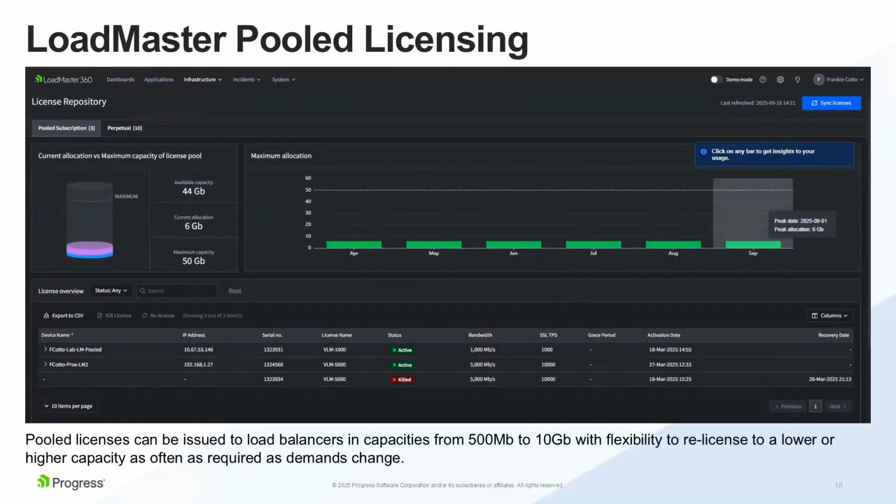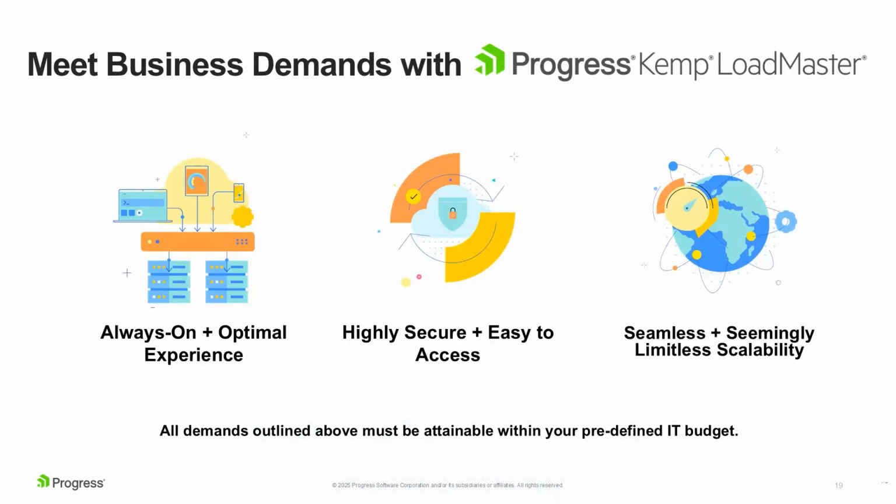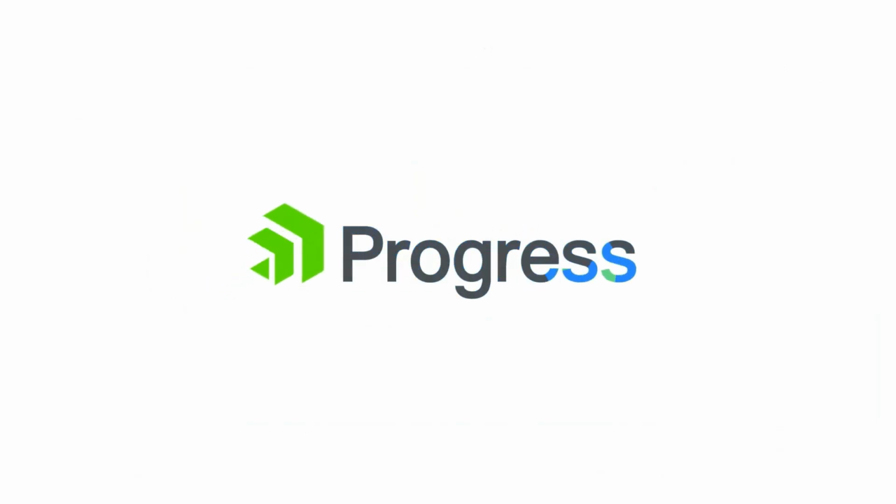Seamlessly assign, recover, or resize LoadMaster licenses from a flexible pool with our subscription pooled licensing. Scale effortlessly and meet growing business objectives. Progress Kemp LoadMaster ensures business critical apps are always on, secure yet simple to access, and able to scale without limits, all within predictive costs. It delivers the outcomes that business demands without compromise.